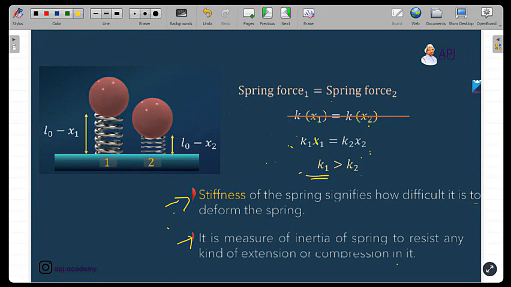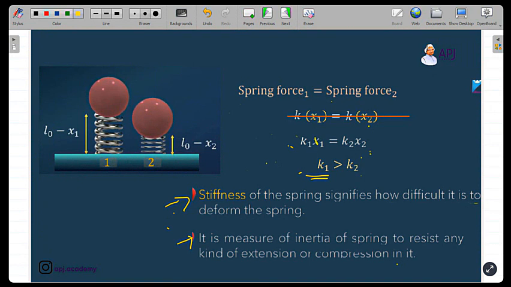Stiffness of the spring signifies how strong, how rigid your spring is, how difficult it is to deform the spring, and it is the measure of the inertia of the spring to resist any kind of extension or compression. This you already know. Stiffness means the measure of inertia of the spring to resist any kind of extension or compression. ये तो हमने पूरी बात इसी पे चल रही है. Stiffness constant, or proportionality constant.